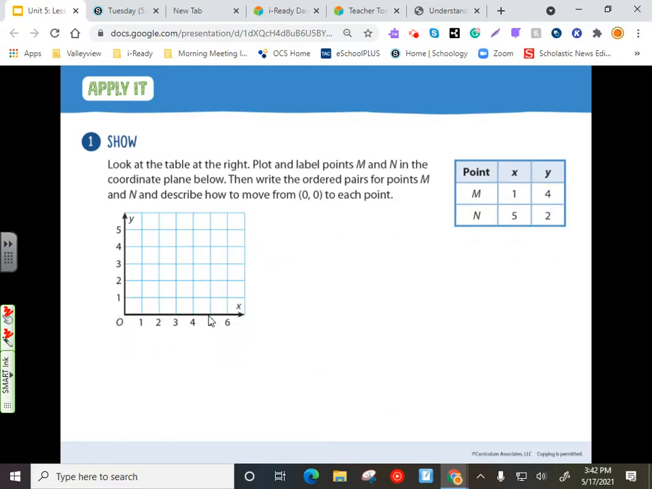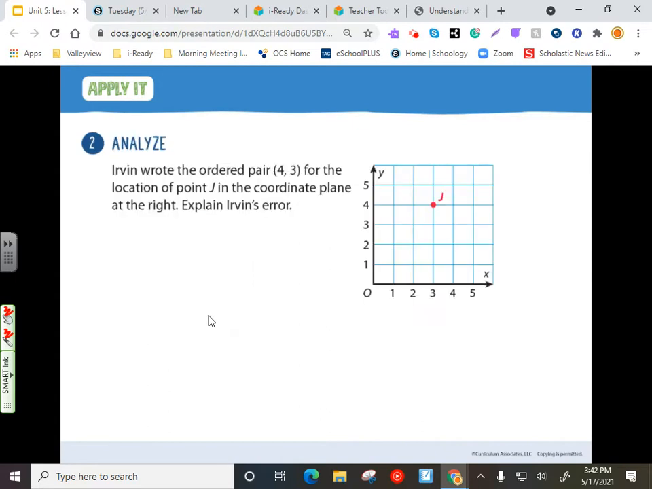All right, let's look at 2. 2 says, Irvin wrote the ordered pair 4, 3 for the location of point J in the coordinate plane at the right. Explain Irvin's error. Well, let's see what Irvin put for J. If you look at that, we know it goes over 3 and it goes up 4. So what we can see here is that he basically reversed which points he was supposed to use. So the proper location is over 4 and up 3. And this is actually what J is going to be, is 4, 3. He went in the wrong order. So he kind of reversed his order on that one. So that's a common mistake with kids.